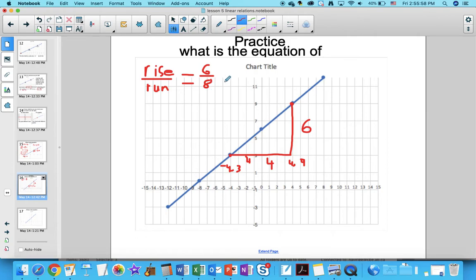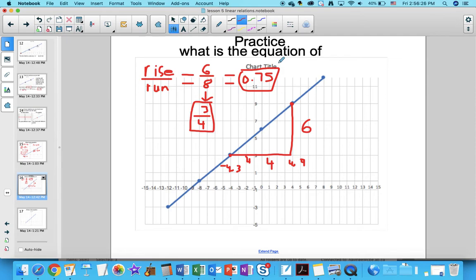You could say that that's just 0.75, right? Or you could just simplify it as 3 over 4. And both of these work as a slope. Both of them work. It's totally fine. You could keep it as a fraction and simplify, or turn it into a decimal.